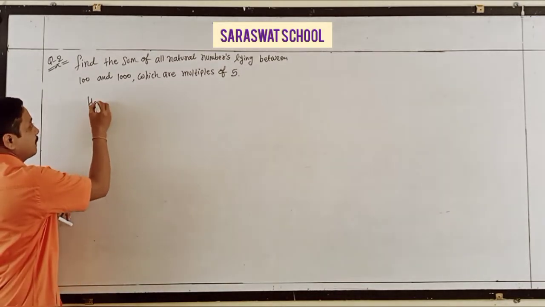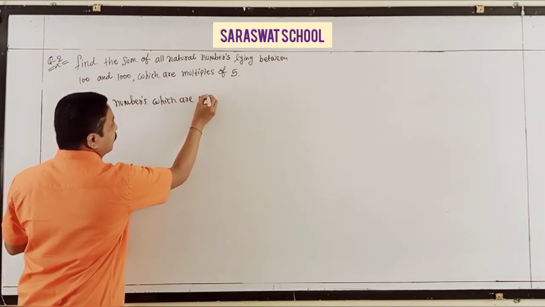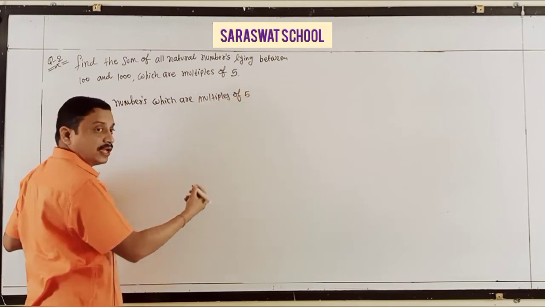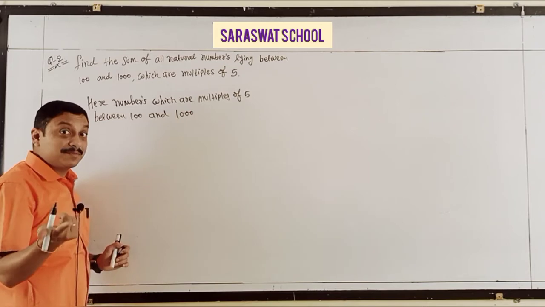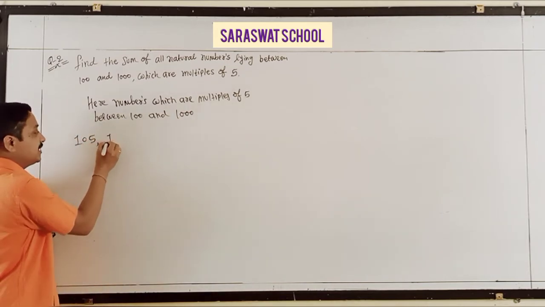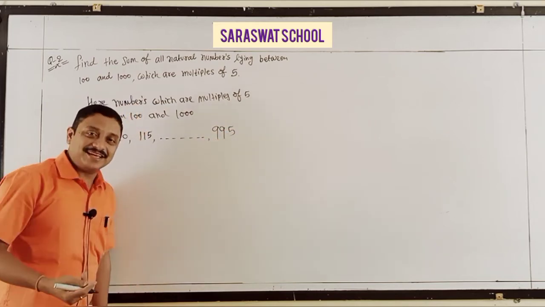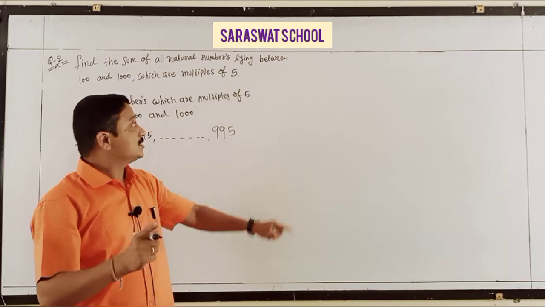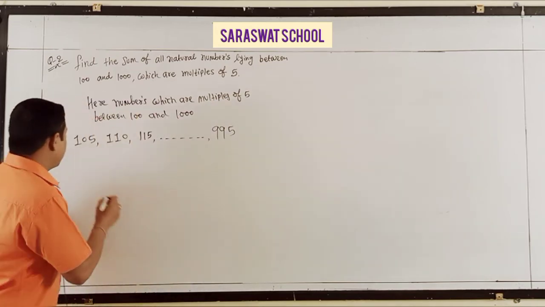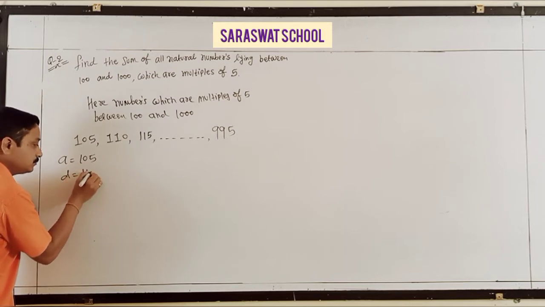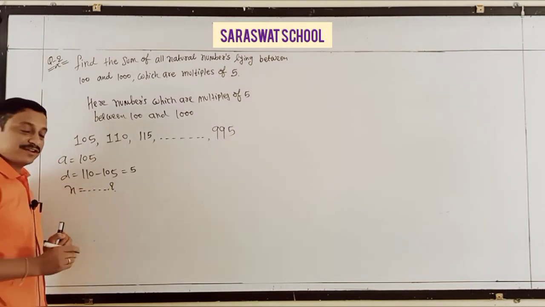So here our numbers are multiples of 5 between 100 and 1000. The numbers are 105 first, 110 second, 115, till the last, 995. We do not count 1000 and do not count 100 because the word "between" is given. If "from" were given, then 100 and 1000 would be included. So I define the first term a as 105, and the difference d is the second term minus the first term. n is unknown.